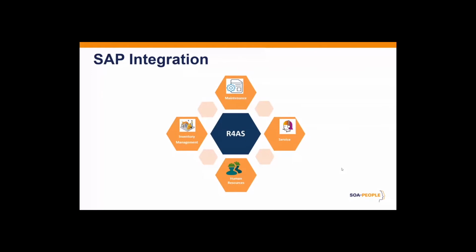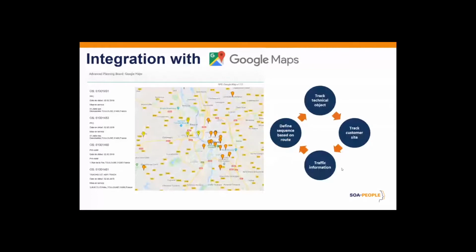Google Maps is a nice feature for field service. You can track the technical object, the customer location, and the service order's address on the map, of course with traffic information. Based on the distance and the location, you can also define a sequence of execution, which means that based on the technician's location, you can define which order he needs to execute first based on a specific route. And this sequence will be the one you get when you allocate those jobs to the individual.